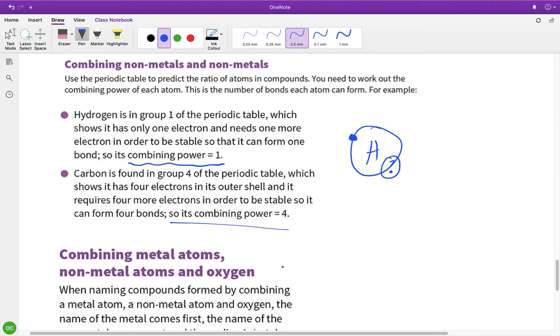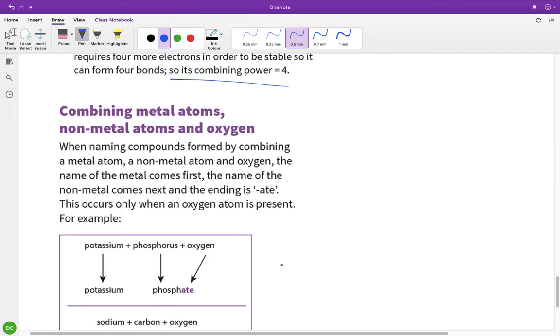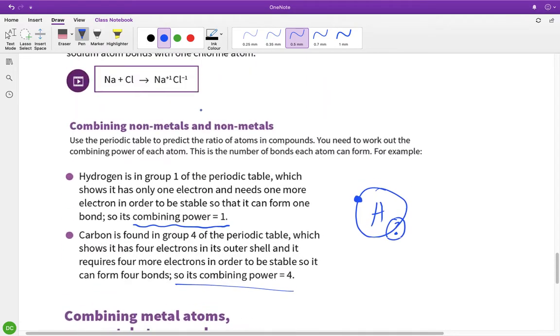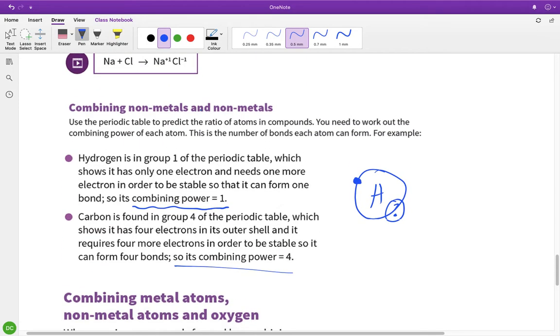Yeah? So, first thing is naming them. So when naming compounds formed... Sorry, let me just finish this bit. I don't know why I didn't include that.